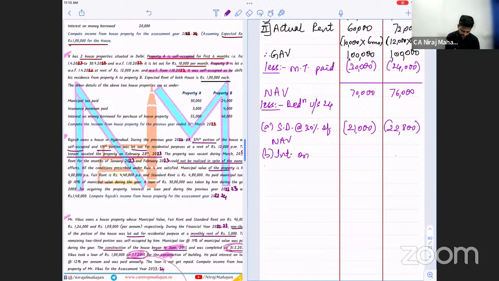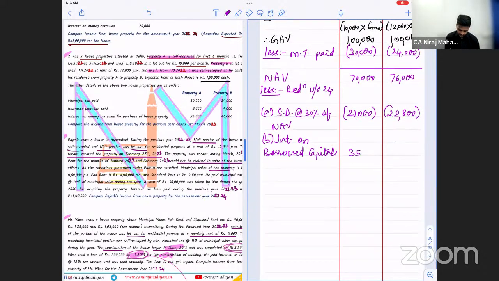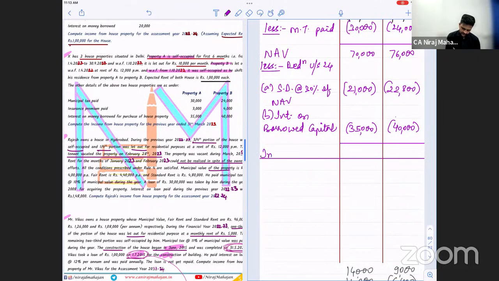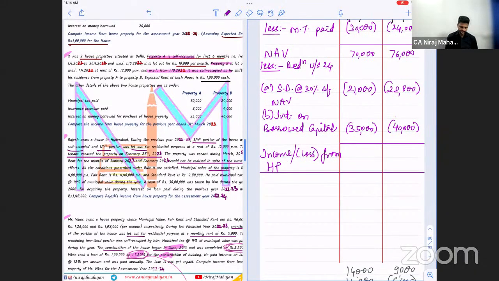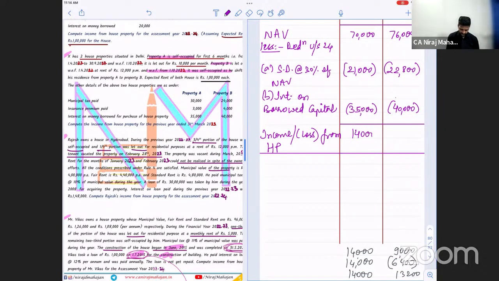And B, interest on borrowed capital, 35 and 40. The figures are given to you separately. Anything else? Nothing else. It was not at all a tough question. Income or loss from house property: first one is 14,000, and second one, 13,200. Correct?